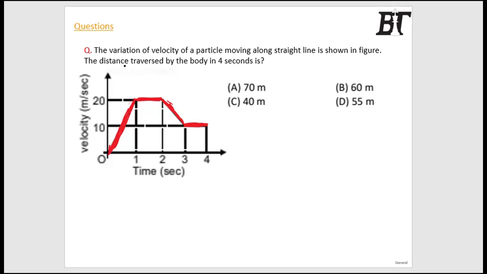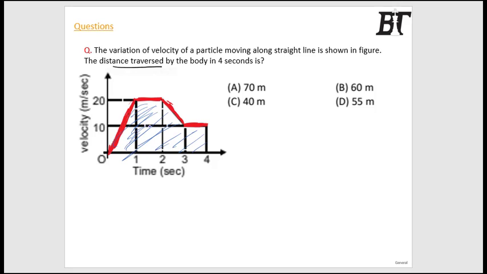Velocity time graph is given and distance covered by body is asked. Toh distance ya displacement apan kaise nikalte hain velocity time graph se? Displacement is the area under velocity time graph. Same for distance also. In this case distance would be area under this velocity time graph. Toh apne ko kuch nahi karna hai, ye jo blue color se shaded hai ye poora area nikalna hai.